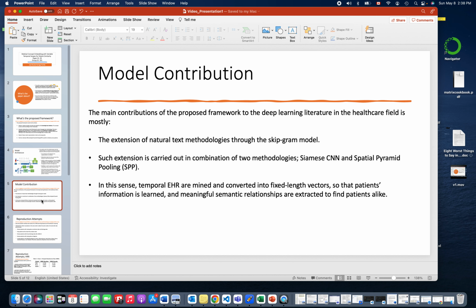What's the model contribution? It's definitely an extension of the natural text methodology through the skip-gram model. Such extension is carried out in combination with 2 methodologies, SME, CNN, and SPP. In this sense, EHR are mined and converted into fixed-length vectors so that patients' information is learned and meaningful semantic relationships are extracted to find similar patients.